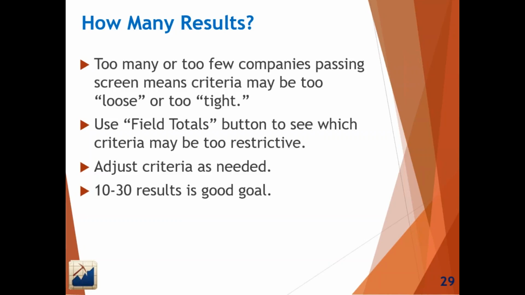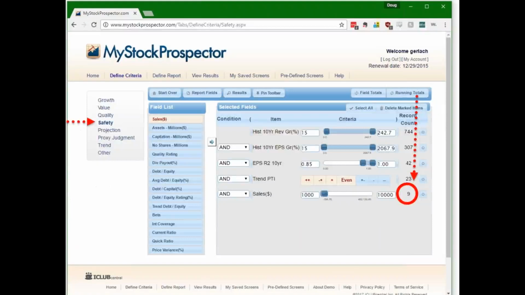So the field totals button allows you to see for each field how many companies pass that particular screen. If we go back here, you can see there's another button called field totals, and that will show you on each row over here how many companies pass. Running totals subtracts as you go. You can see this side we're using running totals because with every field it gets smaller, we're eliminating companies until we get down to the very end. Field total shows you the number of companies in each criteria.